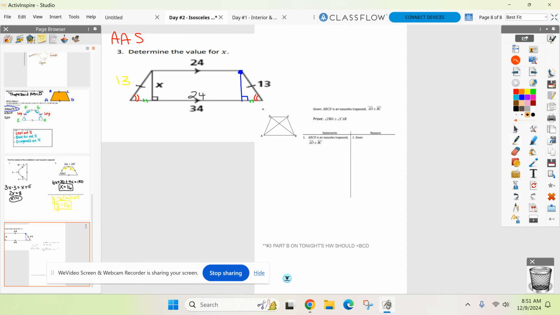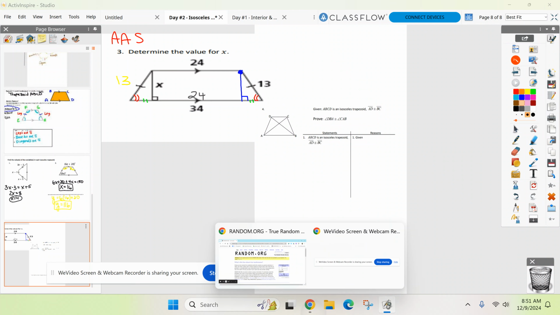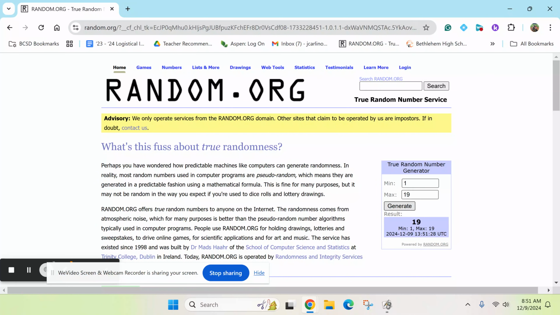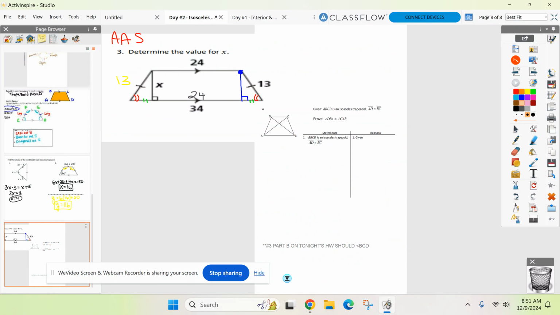I'll call on somebody here in a second. What is the length of each of those pieces then? I had 34 total for the whole side length. This piece already has taken up 24, and these are congruent. So what are those pieces going to be then? What's the length of those pieces? Hi, Ryan. What do you got? 5, because I had 10 left over for 2 congruent parts.